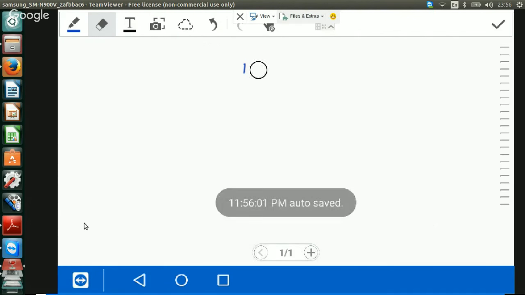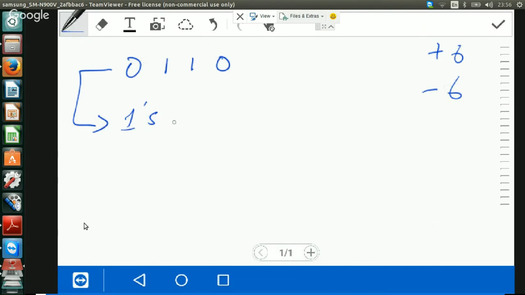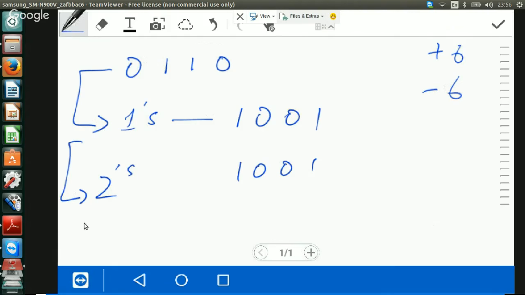Okay, so 0 1 1 0 is positive 6. We need to represent minus 6. So take the 1's complement. What is 1's complement? Simply reverse the numbers: 1 0 0 1. And what is 2's complement? Add the 1. So the reason for bringing this question here is that now you're going to add 1 here.